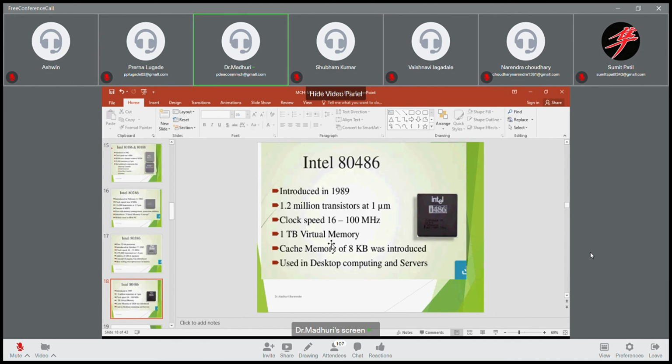Now in the 486 they have increased the virtual memory capacity to 1 TB. It was introduced in 1989.